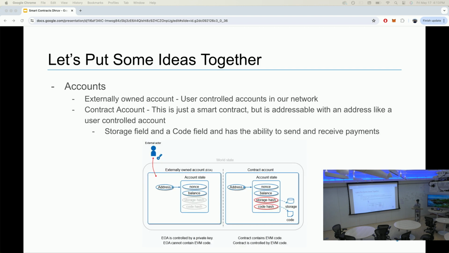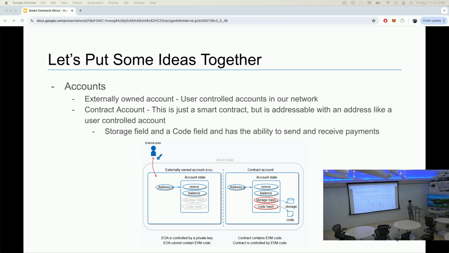So to make a system that works like that, you need to start putting some different ideas together, or some different pieces of the system together. And the first part you can look at is accounts. So we're going to need two different types of accounts. The first type, call it externally owned account, which you can just think of as a user account.